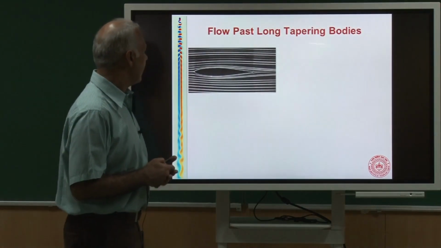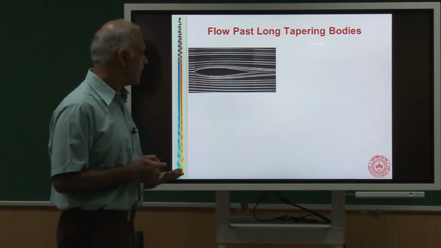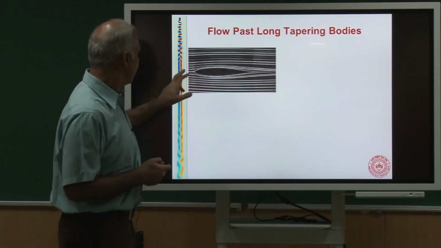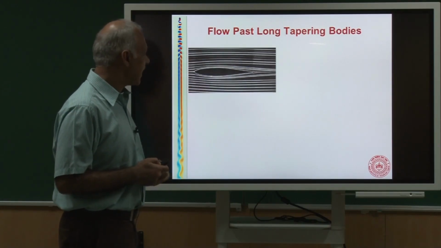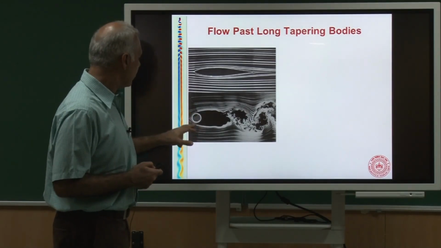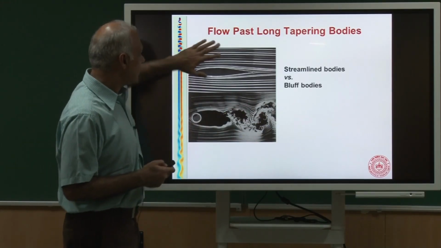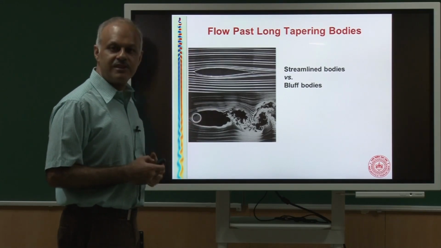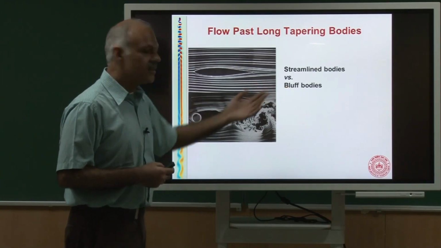Great. How about bodies of interest in aerospace engineering? Something like wings. So here is a long tapered body, and you can see there is no flow separation here. It just hugs the curve and stays very nicely attached to the body. And I have already shown you this picture for a cylinder where the flow separates and it gives rise to all kinds of interesting flow phenomena. So this type of body we call a streamlined body, and this body which develops a lot of flow separation and therefore an enormous amount of drag is known as a bluff body.